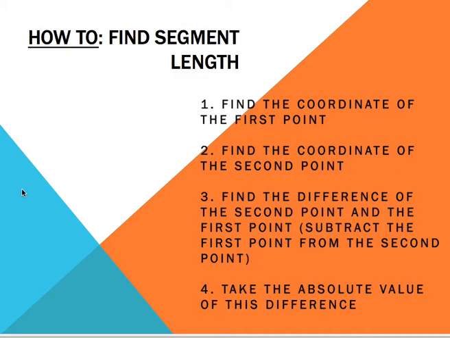Okay, so that's it for vocabulary words. We are going to talk about finding segment length. So these 4 steps listed on the slide should be pretty self-explanatory once we actually get into an example, but the general gist of finding segment length is you have to find a coordinate, find a second coordinate, take the difference between the 2 coordinates, and then find the absolute value of the difference.